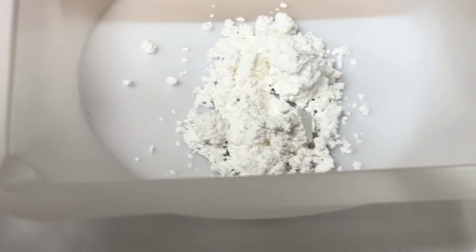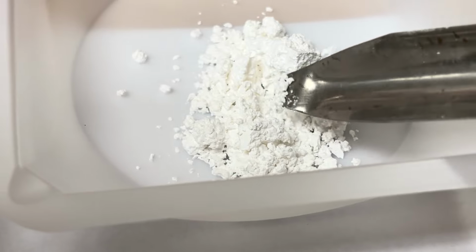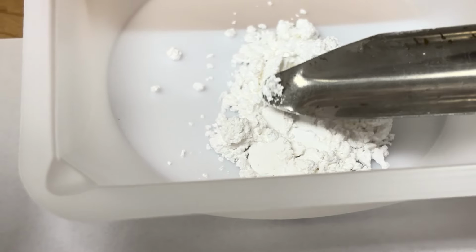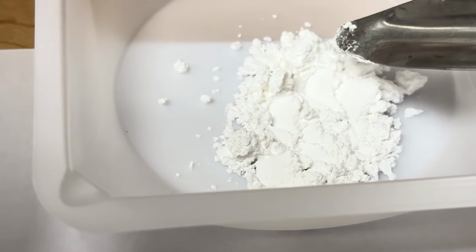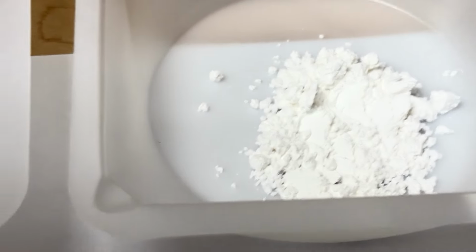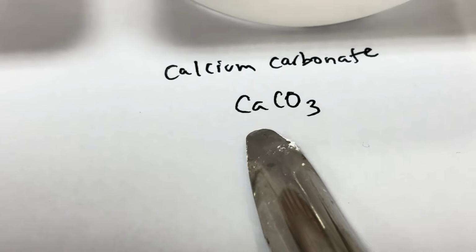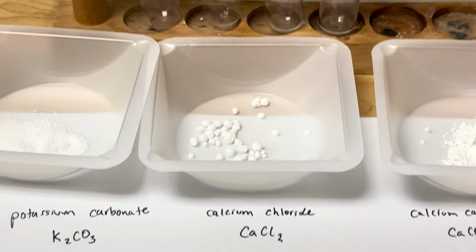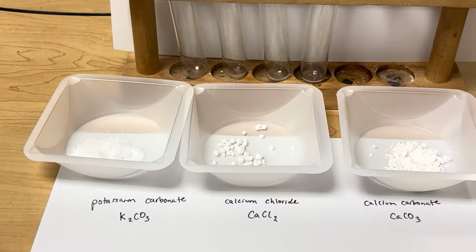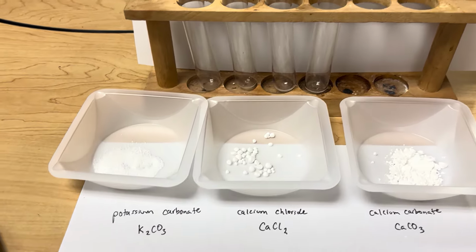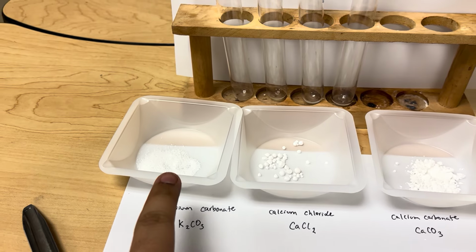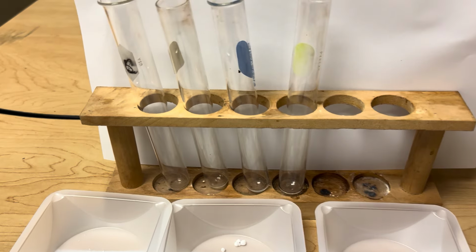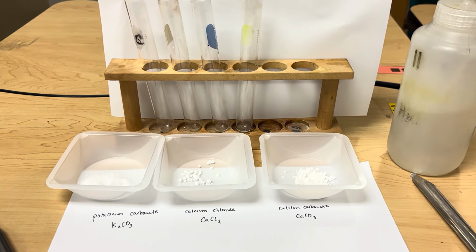The calcium carbonate looks like it is a finer powder. I can't really see individual grains. This one almost looks like flour, I guess, but it's still an ionic compound because it's made of calcium ions and carbonate ions. So those are my three substances. What I'm going to do is put some of each one in a different test tube, and then I'm just going to add some water, and we're going to see what happens.